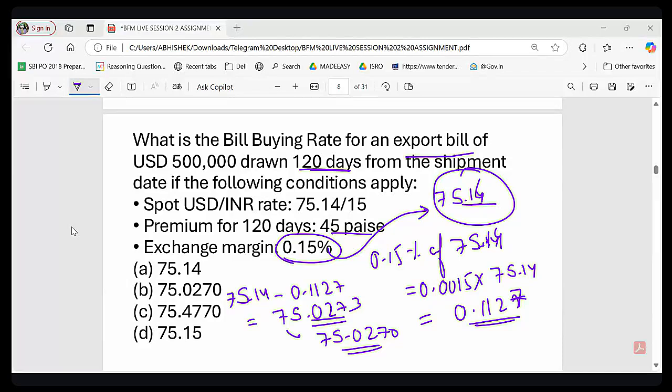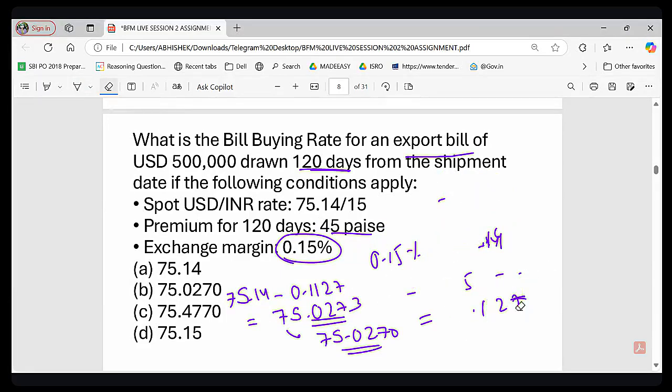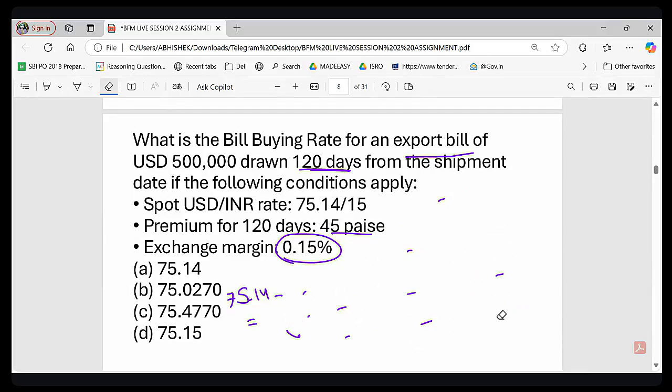Yes, Jazz is answering add. Yes, absolutely correct. We will add the premium because it represents the forward rate adjustment. Let's finalize the calculation first. Just wait a minute, I'm just erasing it.